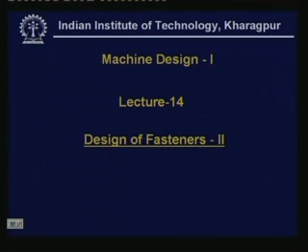Lectures on machine design part 1. This is lecture number 14 and the topic is design of fasteners. This is the continuing part of the lectures on the same topic. Now, in the last class, that is in lecture number 13, we studied how to design a fastener, that is a mechanical joint. In that class we designed what is known as the knuckle joint, where the fastener is a pin type joint.